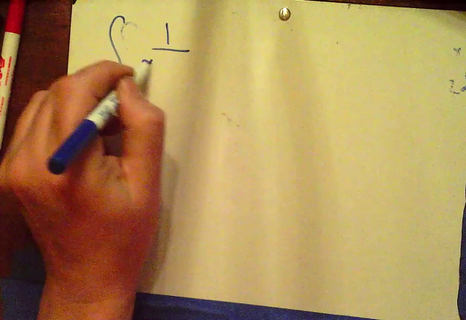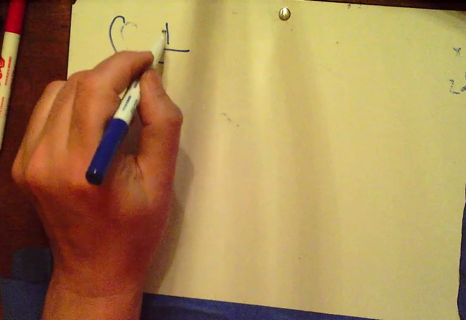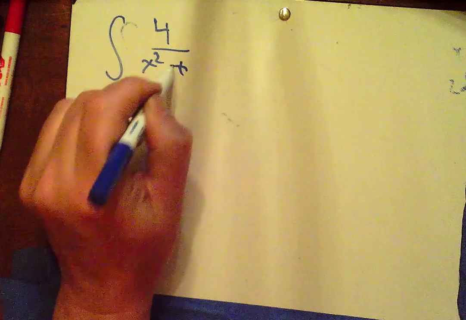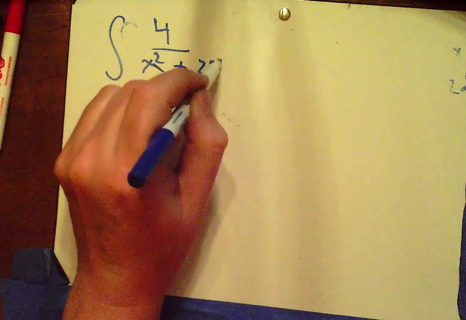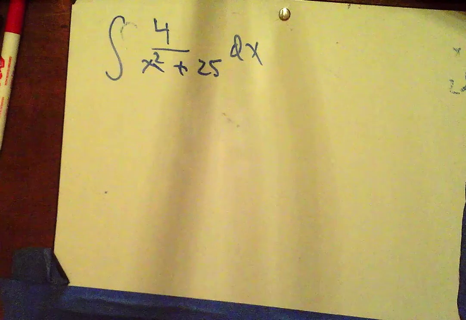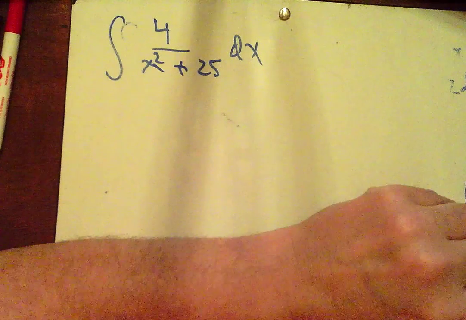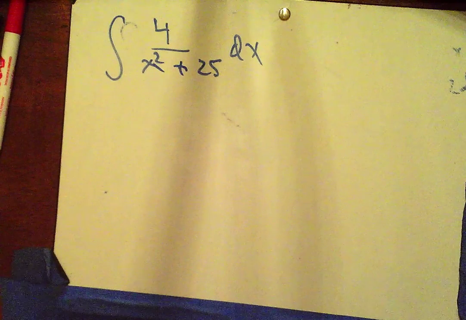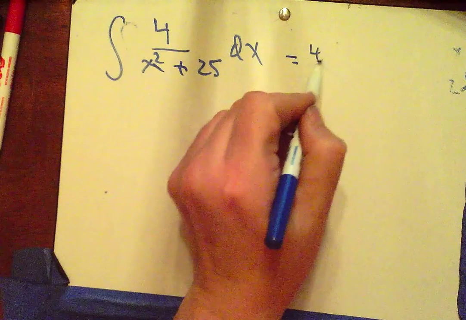All right, how about this one? Integral of 1 over x squared. Let's go with 4 over x squared plus 25. Okay, there's my integral. Please tell me what the antiderivative would be. So yeah, I did pull out that 4.